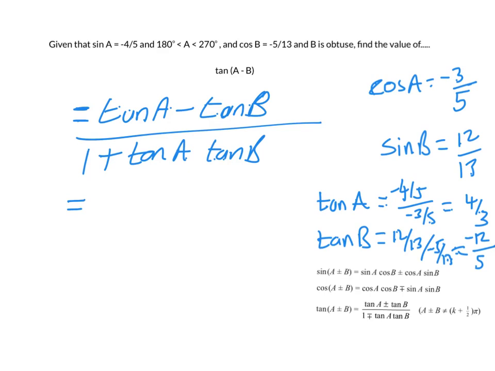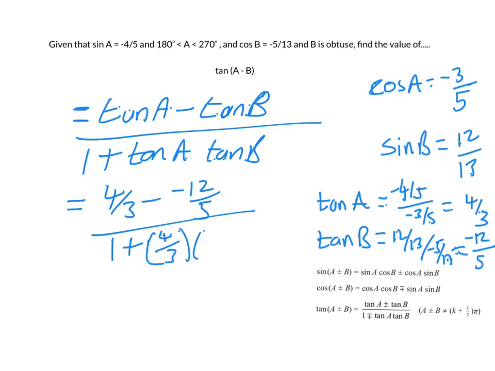So 4/3 minus negative 12/5. Let's just be careful with those. Taking away a negative. Don't be silly. 1 plus tan A multiplied by tan B. So you've got 4/3 times negative 12/5. And then we can do our calculation. Stick it in the calculator at this stage, really. Or you could do the arithmetic just for fun.